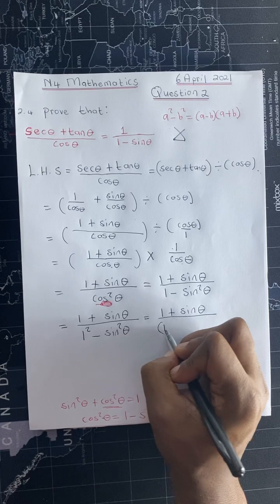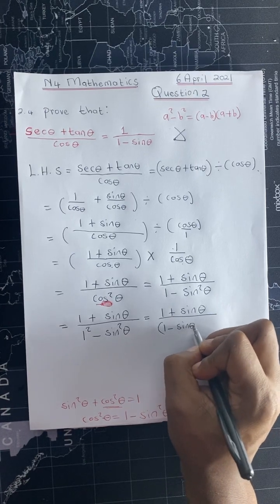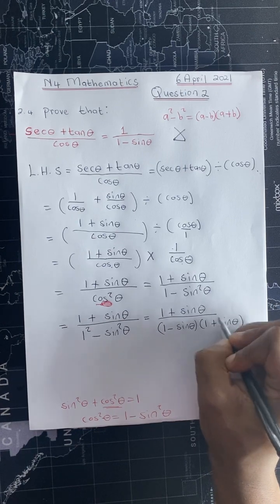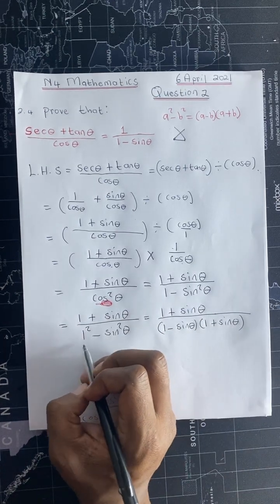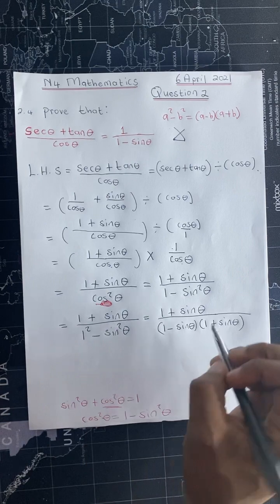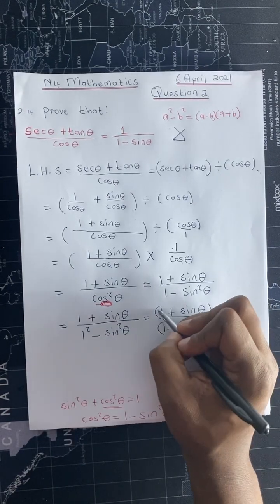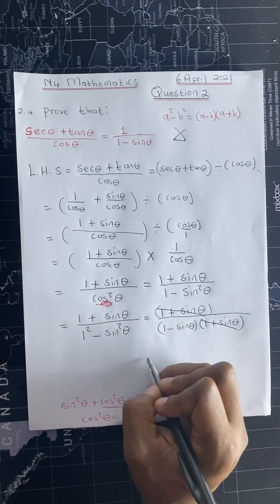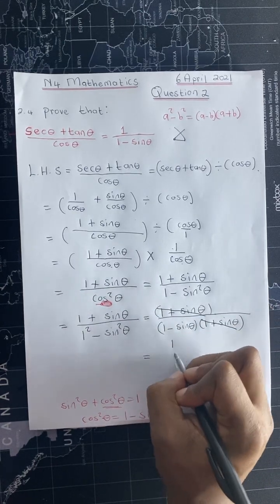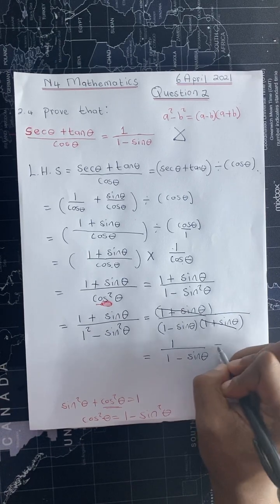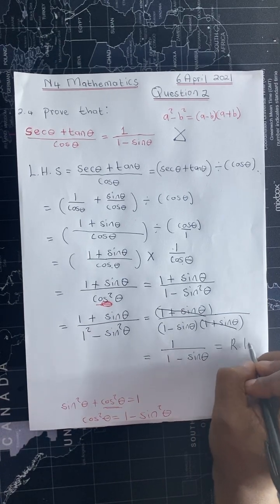So this will be equal to 1 minus sin theta, 1 plus sin theta, because we have a difference of 2 squared, 1 squared minus sin squared theta. So the 1 plus sin theta will cancel out with that 1 plus sin theta, and this will be equal to 1 over 1 minus sin theta, which is equal to our right hand side.